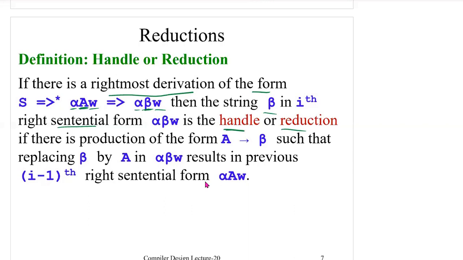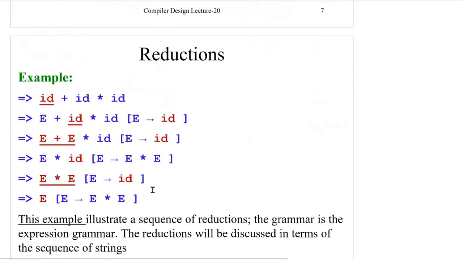If there is a production of the form A derives beta, such that beta is replaced by A in alpha beta W, which results in the previous production, that is alpha A W, which will be in the i minus 1th right sentential form. So this is called a handle or reduction. With that handle or reduction, if you substitute, again you will get the previous right sentential form. So let us see one example.